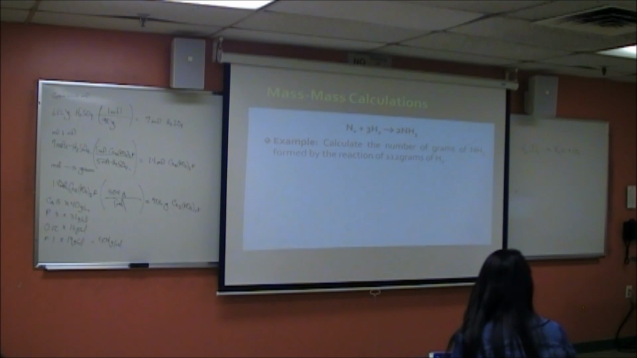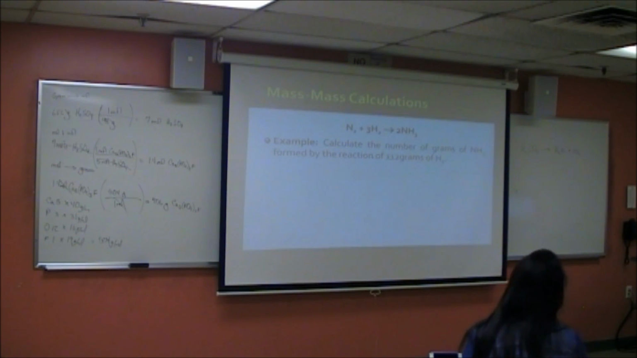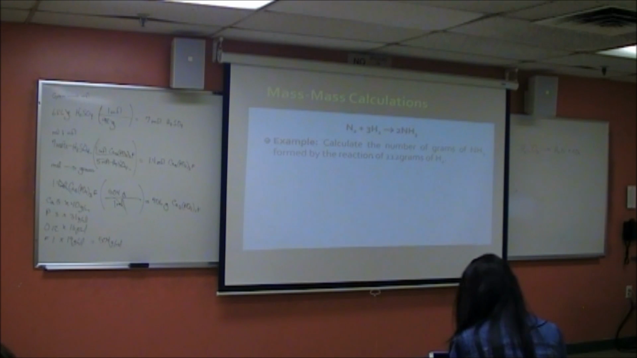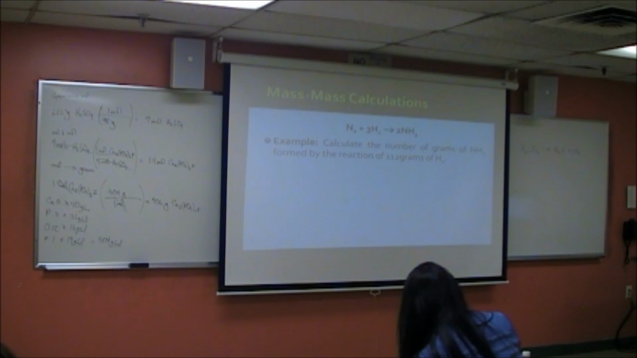Now we go into your moles to grams. So now we need the molar mass of ammonia. What is it? 17 grams per mole. So where does your 17 go? On the top. Your 1 mole is at the bottom. You multiply your 37.3 by your 17. What do you get?